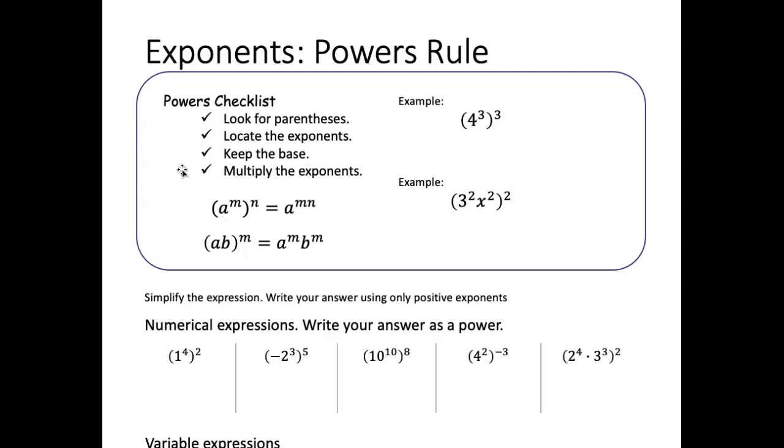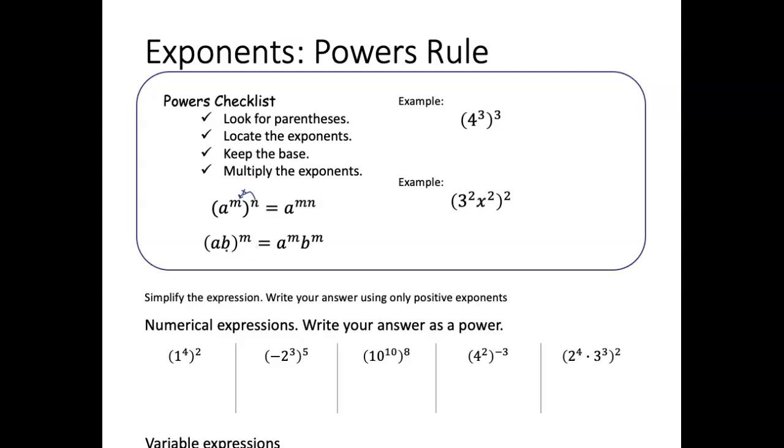So in our example, we have a to the m raised to the power of n. So you keep the a, and see those parentheses? That means that this m on the outside needs to come in and multiply by the exponent on the inside. So we keep the a and it's m times n.